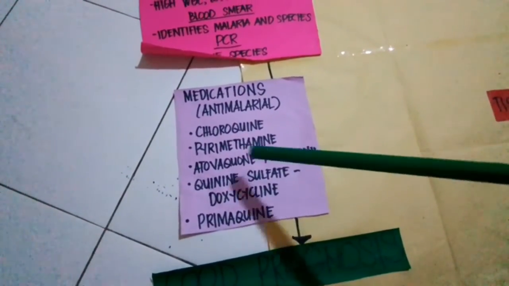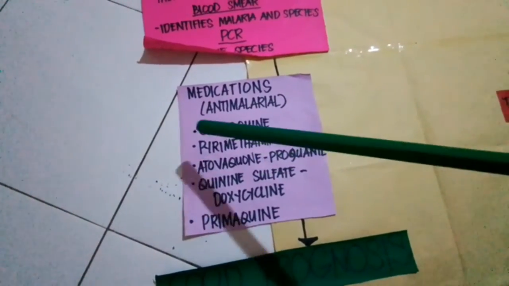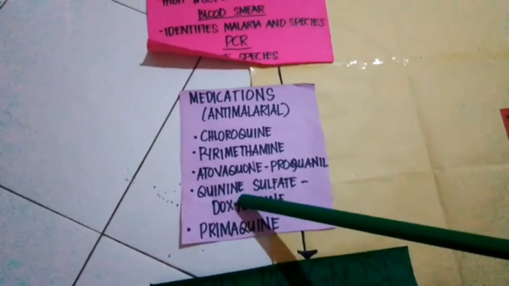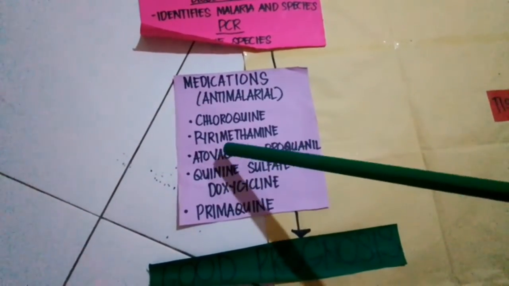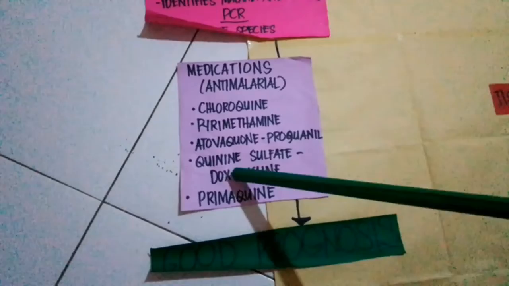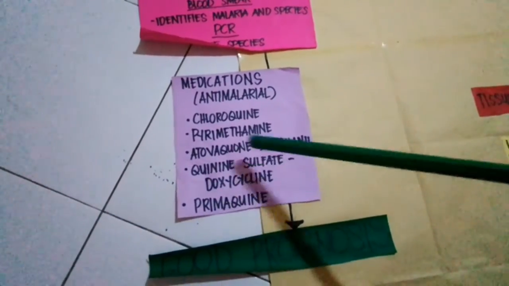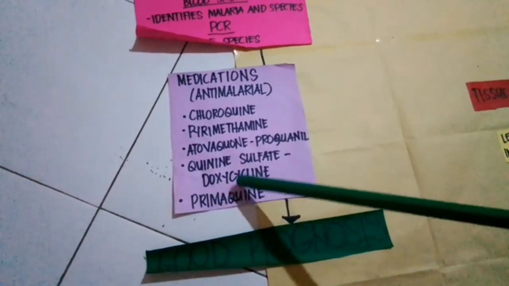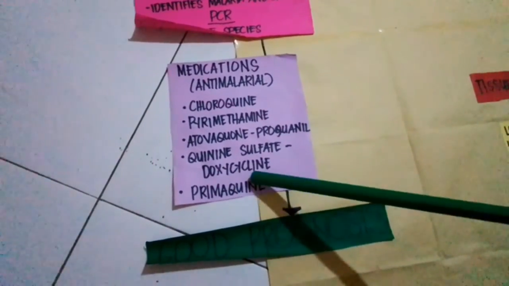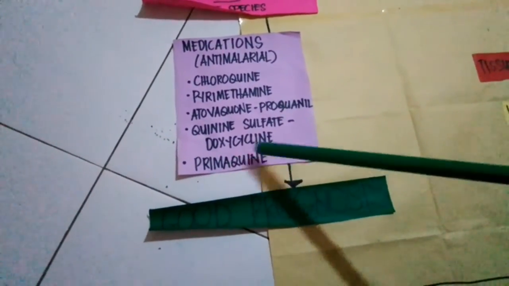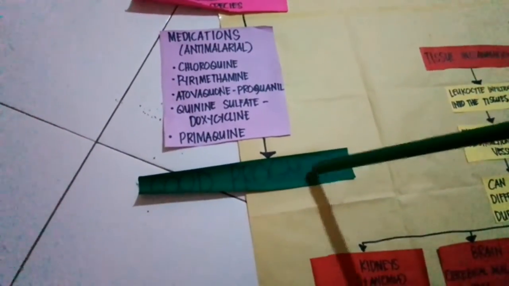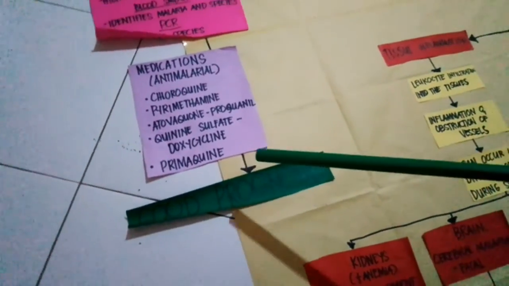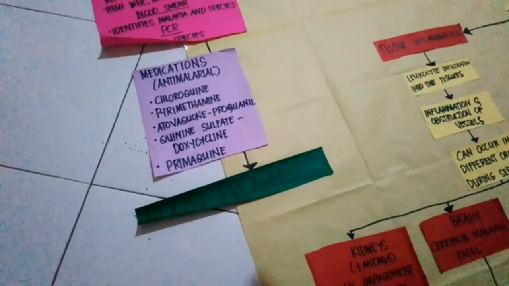So we have chloroquine, pyrimethamine, and atovaquone with proguanil, which are given as a pair. Same with quinine sulfate with doxycycline, which are also a pair, and then primaquine. After diagnosis and medication, the patient has a good prognosis for the illness.